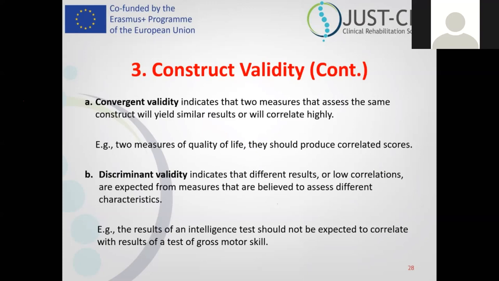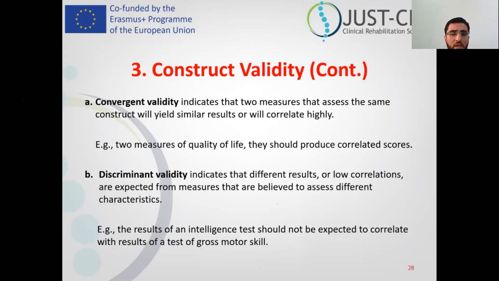Discriminant validity, on the other hand, which is the second subtype of construct validity, indicates that two different outcome measures which measure different constructs should not be correlated. I do not expect to find, for example, a correlation between an outcome measure that evaluates cognitive skills and an outcome measure that evaluates motor skills, because these are two different health outcomes.